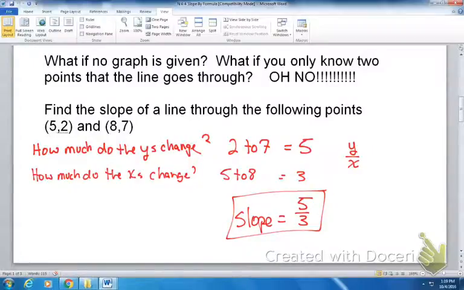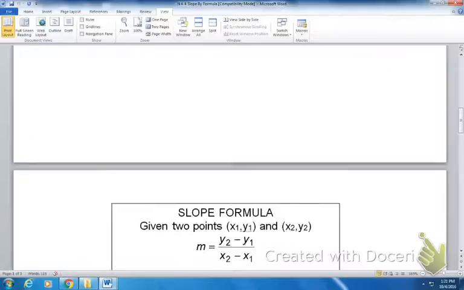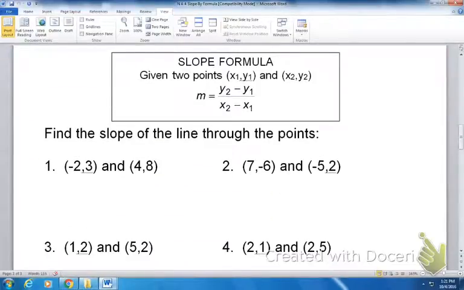It's on your formula chart for the STAR test, but it's good to know this, and it's on the top of the next page. It says the slope formula. Given 2 points, I'm going to call the first point x1, y1, and the second point x2, y2. The slope is equal to y2 minus y1 over x2 minus x1. So we're going to do a few of these real quick, kind of see what it looks like. But this is just a formula, guys.